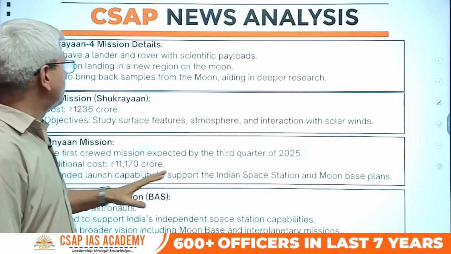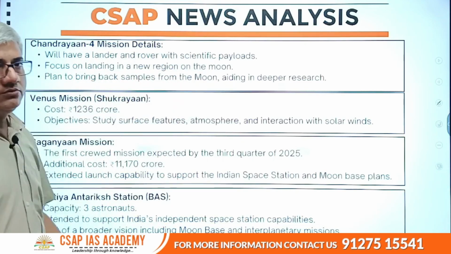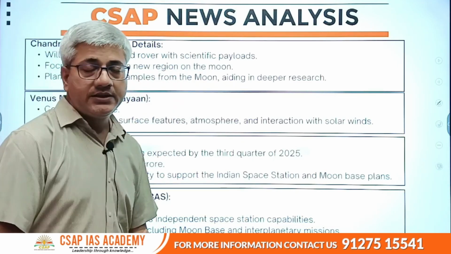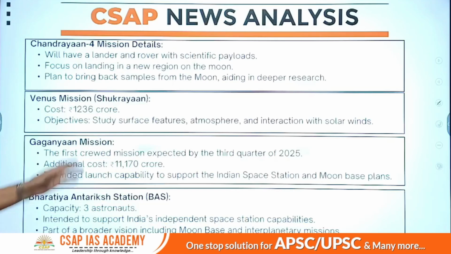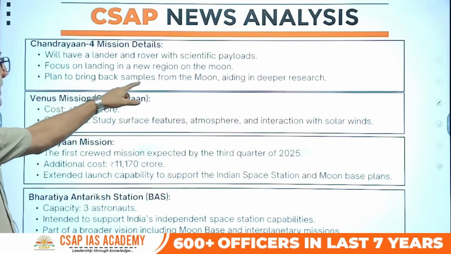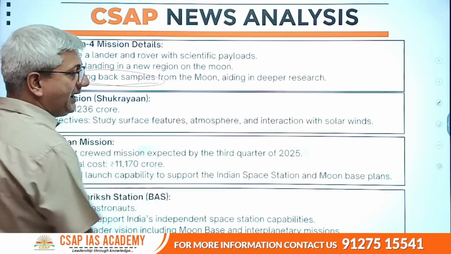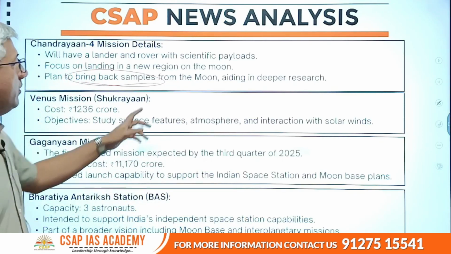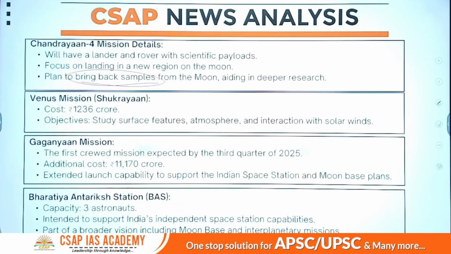Chandrayaan 4 mission details: it will have a lander and a rover with scientific payloads, focusing on landing in a new region on the moon. Last time in Chandrayaan we landed very near the south pole. This is a new region where we will try to land. We plan to bring back samples from the moon, aiding in deeper research.